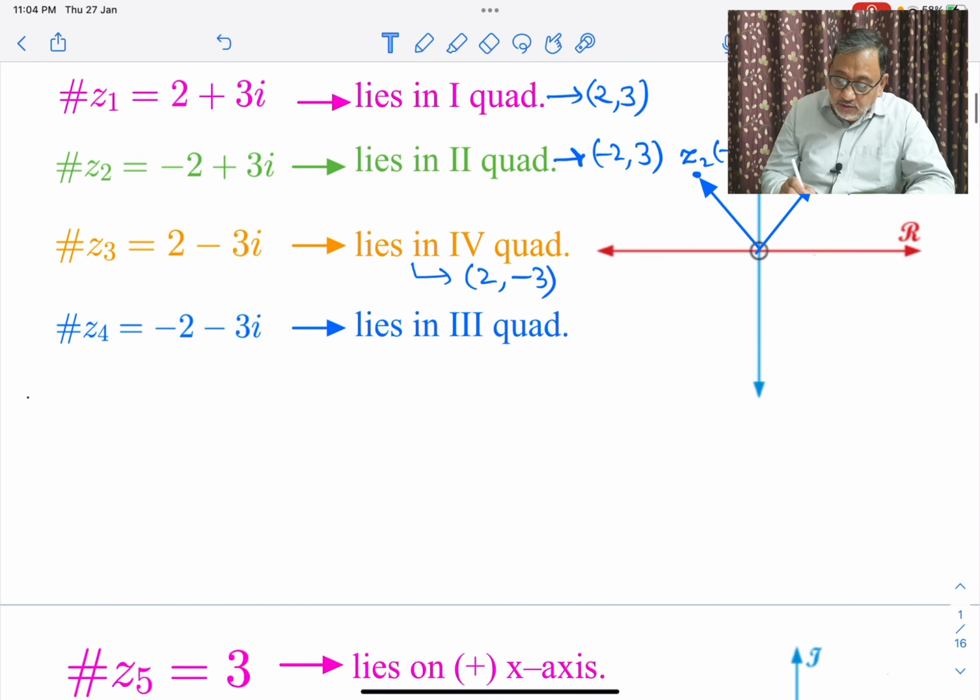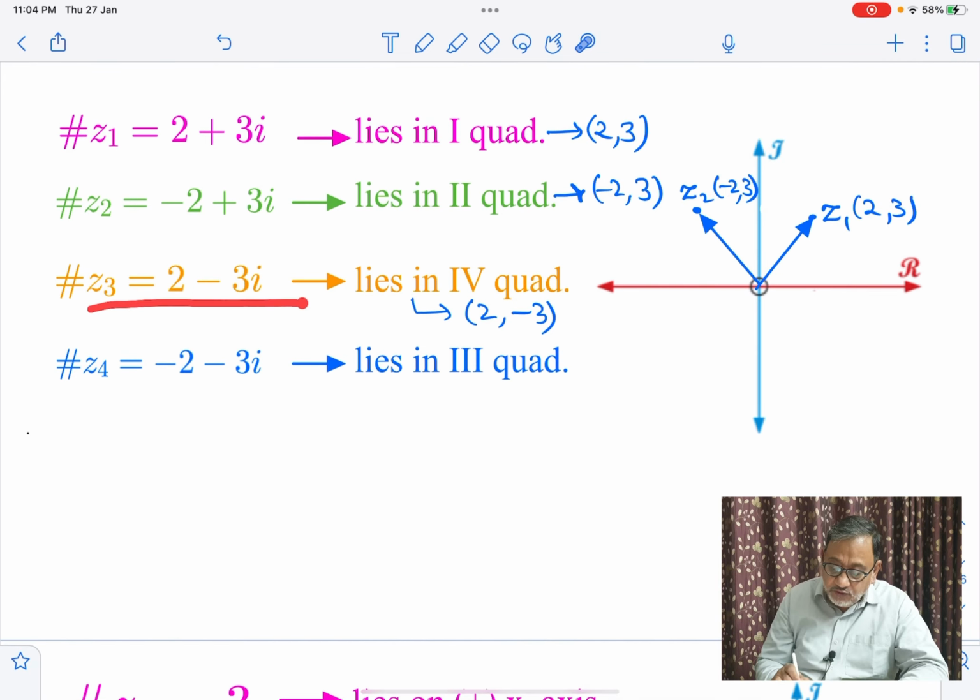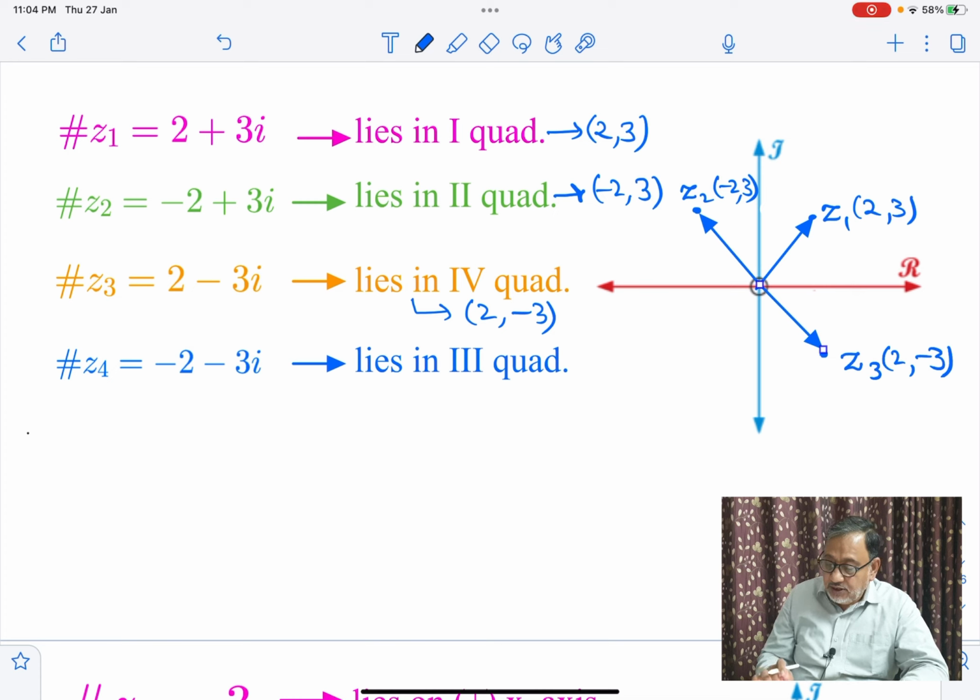So this third one, z3, lies in the fourth quadrant. The coordinates related to 2 minus 3i will be (2, minus 3). So somewhere (2, minus 3) will be there. Suppose it is here, z3 at (2, minus 3), and this arrow will represent the complex number z3 on the complex plane.